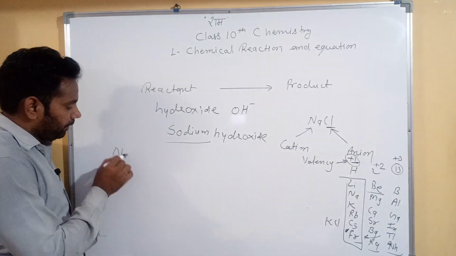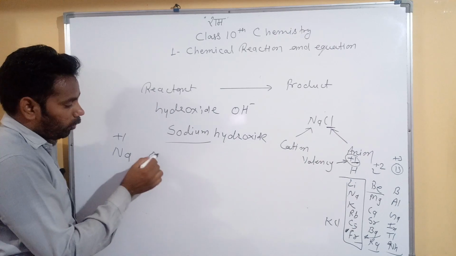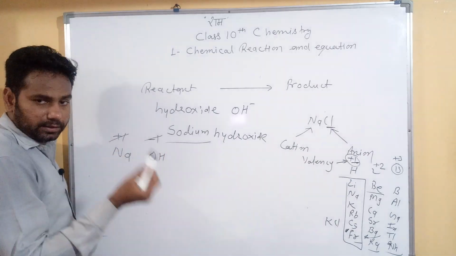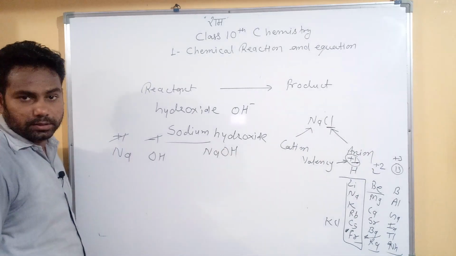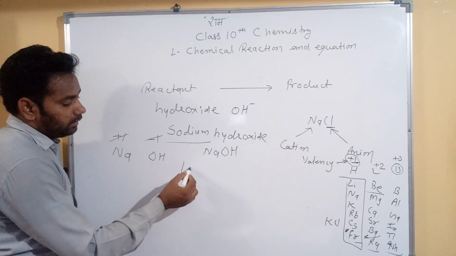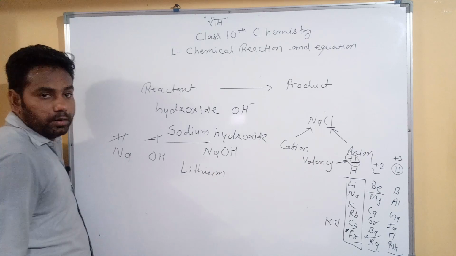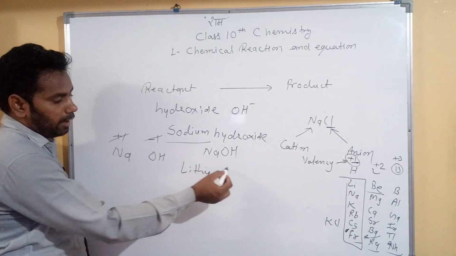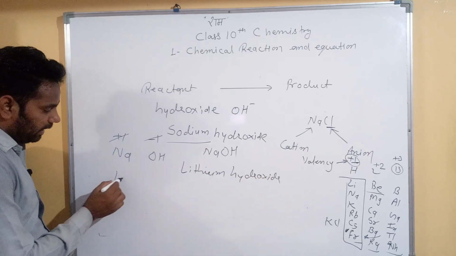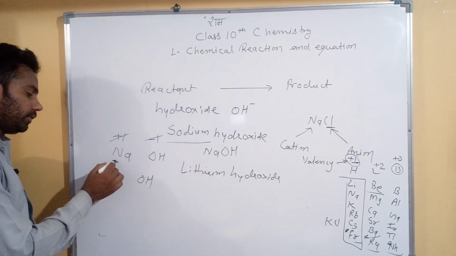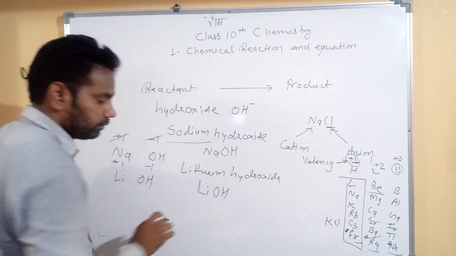Sodium, so put here Na, its valence is +1. Hydroxide is already written, OH negative. So +1 and -1 cancel. So the formula of sodium hydroxide is NaOH. Clear? If I want to form lithium hydroxide, LiOH, again its valence is +1 and hydroxide is -1. So the formula is LiOH. Clear?